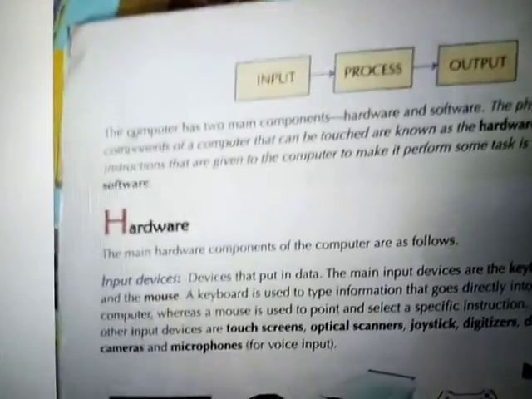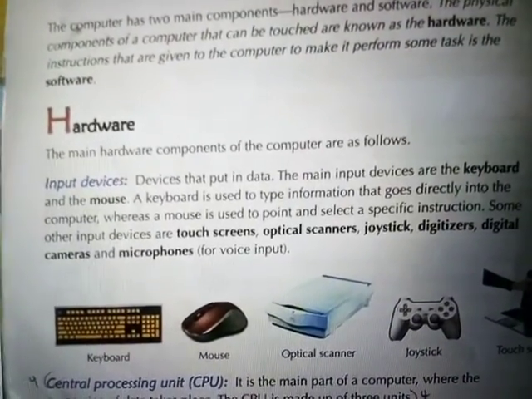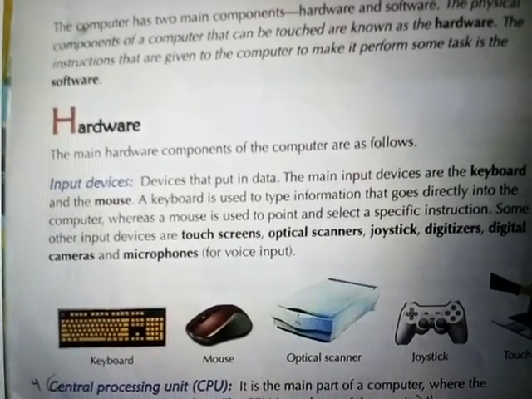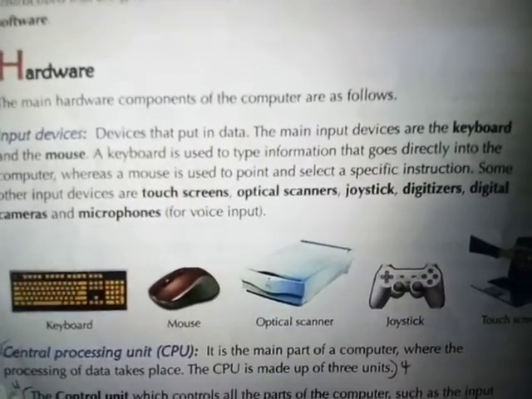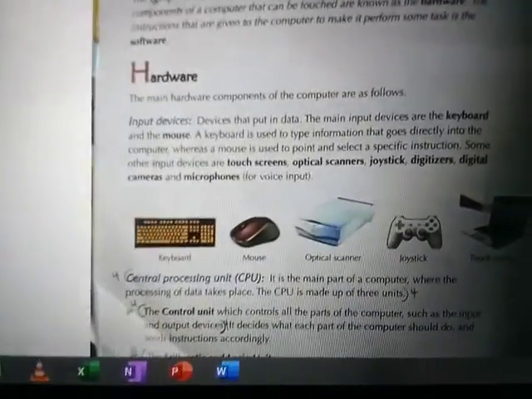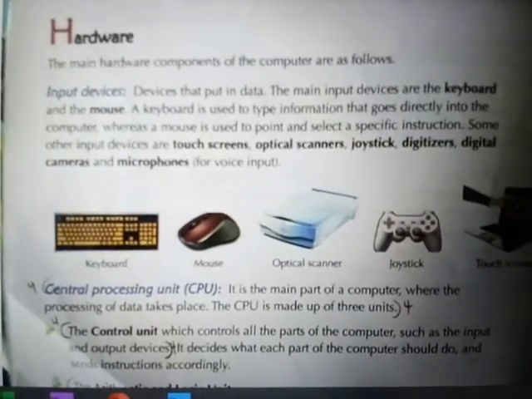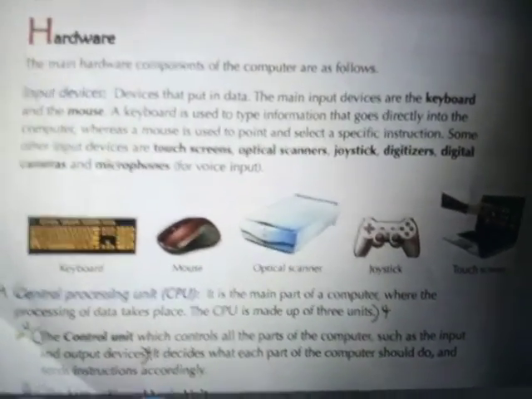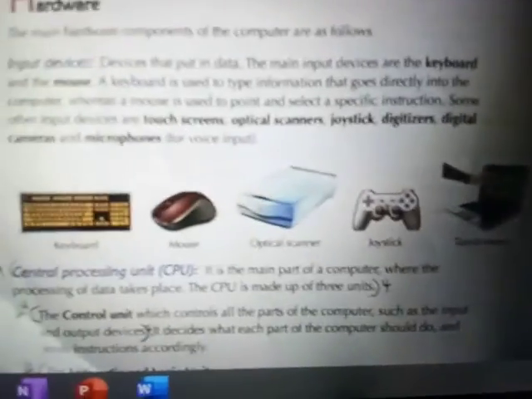Okay. Now we'll see a deeper explanation of hardware and software. Hardware. The main hardware components of the computer are as follows. What are the hardware components? Input devices. Each and every input device is a hardware component. This keyboard is a hardware component. Mouse is a hardware component. Joystick is a hardware component. A touch screen that you can touch is a hardware component.